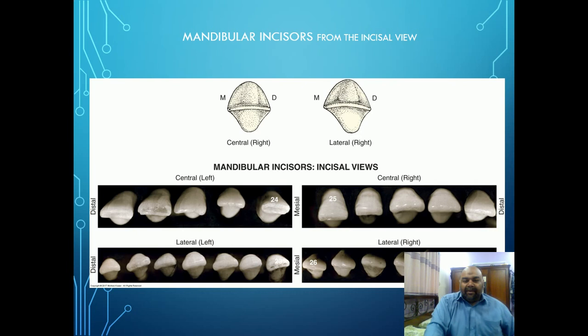So these are the mandibular incisors from the incisal view. All these pictures have been taken from the book Dental Anatomy by Wolfel, probably the 9th edition. If you view the central incisor and the lateral incisor, you will be able to see that they have different degrees of curvature, and these curvatures are much more prominent in the lateral incisor. Just look at the distolingual curvature. It is quite prominent in the mandibular lateral incisor.